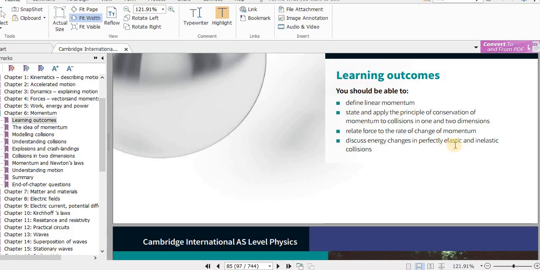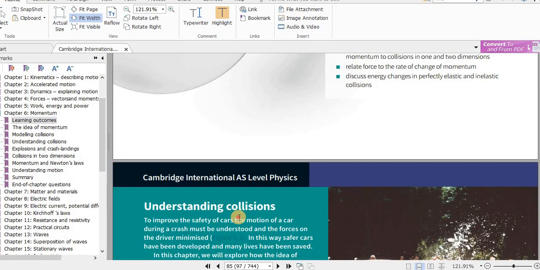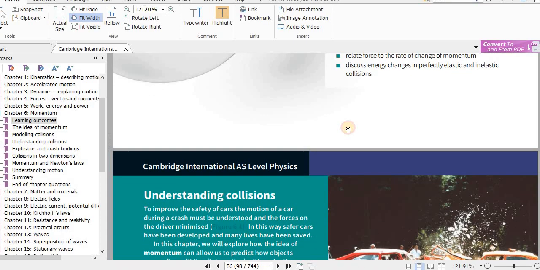Discuss energy changes in perfectly elastic and inelastic collisions. We will see that in an elastic collision the momentum is conserved. In any collision the momentum is conserved, whether it's elastic or inelastic. Always, in any case, the momentum is conserved. If it's an elastic collision, the kinetic energy is conserved. If it's an inelastic collision, the kinetic energy is not conserved. We will also see the details that if it's an elastic collision, the relative speed of approach equals the relative speed of separation. Otherwise, they are not equal. Okay, so we will see.